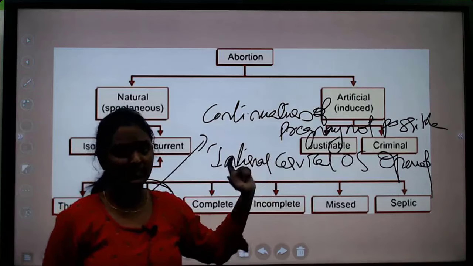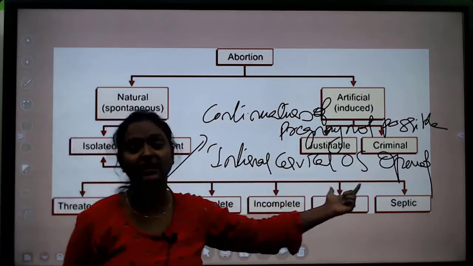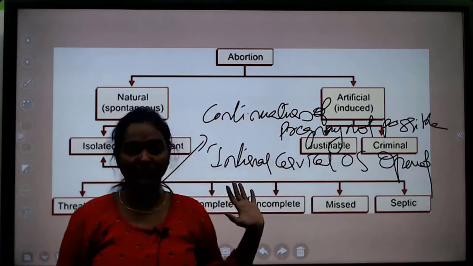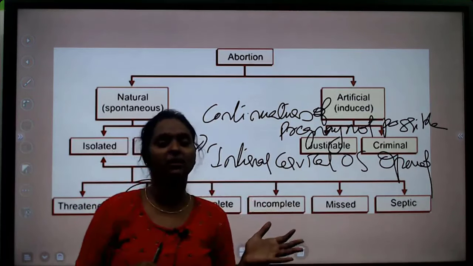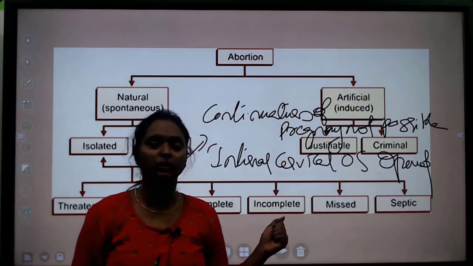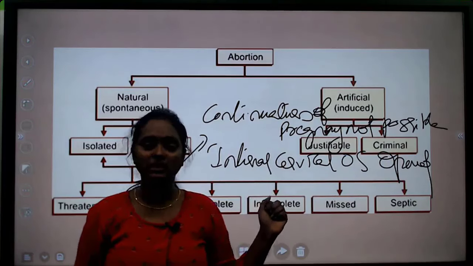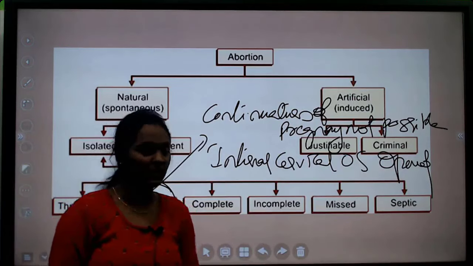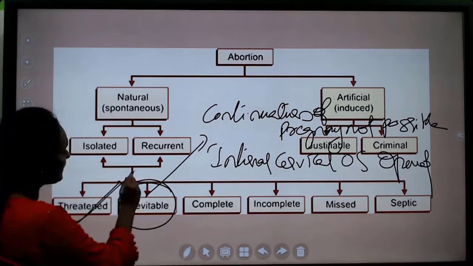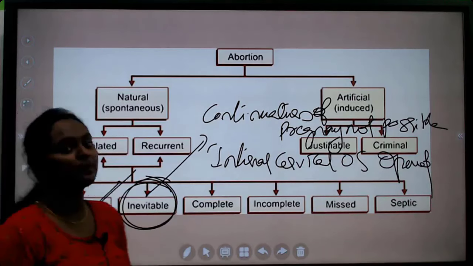What is the reason here? The internal cervical os is open, so we will notice vaginal bleeding, and painful bleeding we can notice under this inevitable abortion. So how to manage this? Here we would like to continue the pregnancy, but we are unable to continue it.